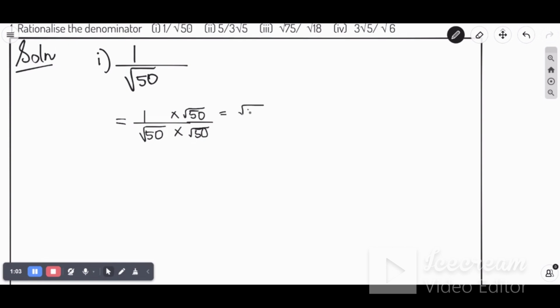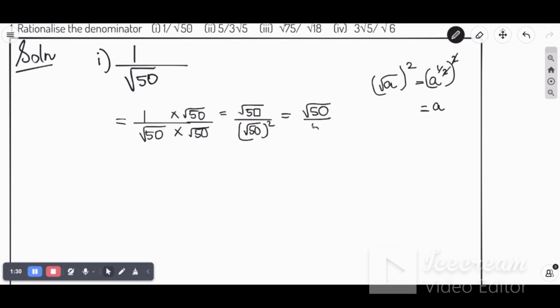Which means 1 into root 50 is nothing but your square root of 50. And here this will be your root 50 the whole square. You know very well, if you have square root of a and you put a square here, this becomes a power 1 by 2, the whole power 2. This 2 and this 2 will get cancelled and this will become your a. So you can directly write it as square root of 50 by 50. This is now good, but you can try to simplify it. Even you can stop here, but sometimes you have to simplify it and write it.